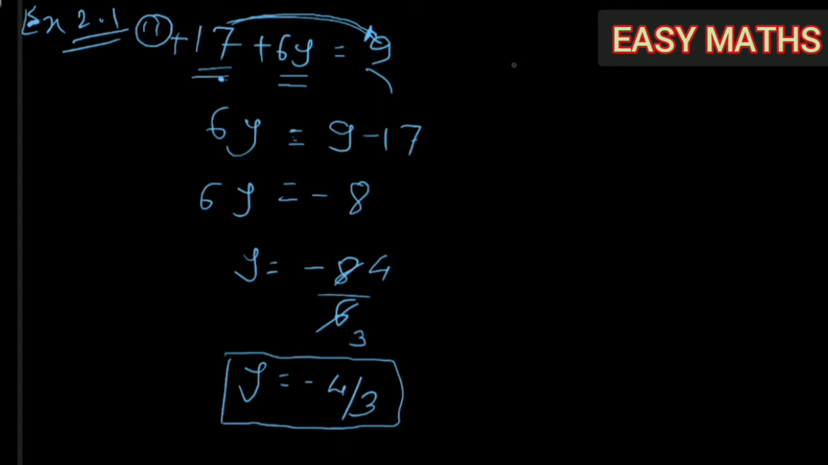So next question, last question, this is our last question of the exercise. So let's finish this exercise. 2.1, x by 3 plus 1 is equal to 7 by 15.